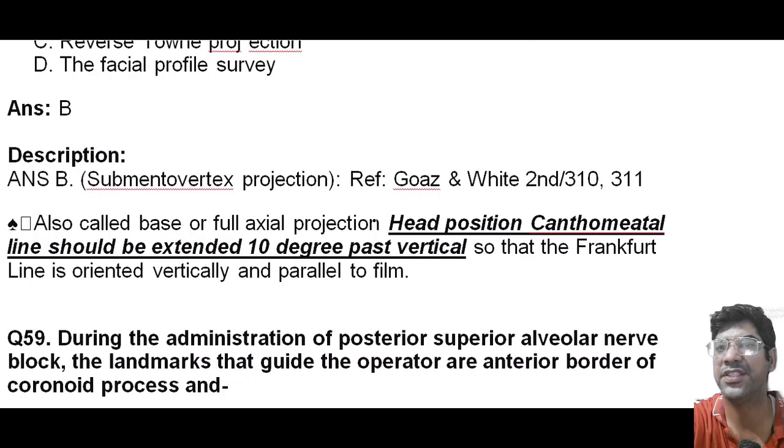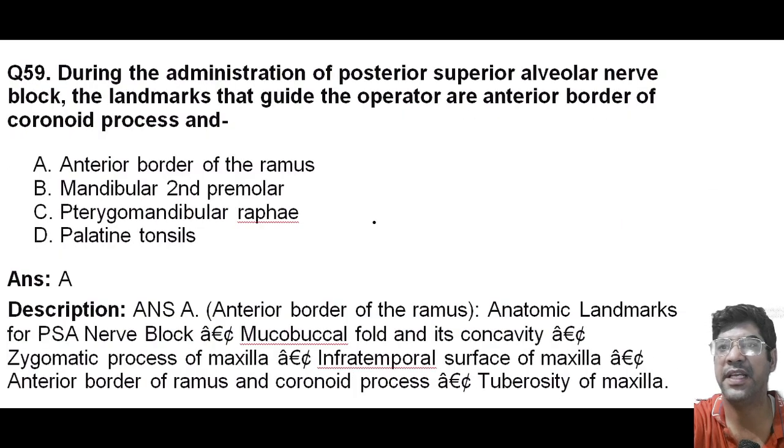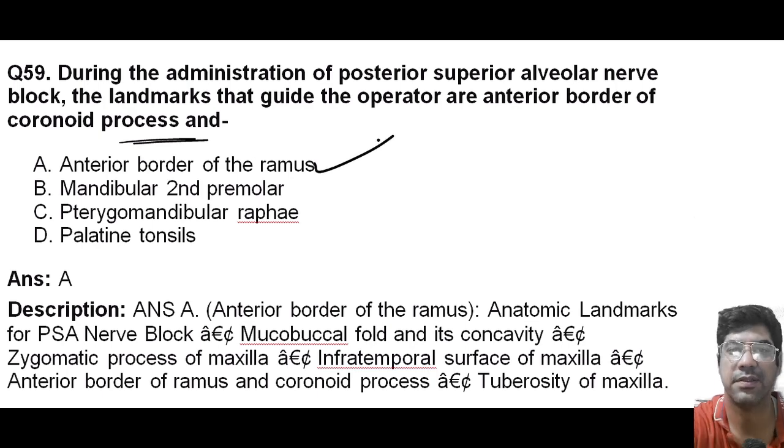During the administration of posterior superior alveolar nerve block, the landmarks that guide the operator are anterior border of coronoid process and... the answer is A, anterior border of ramus.